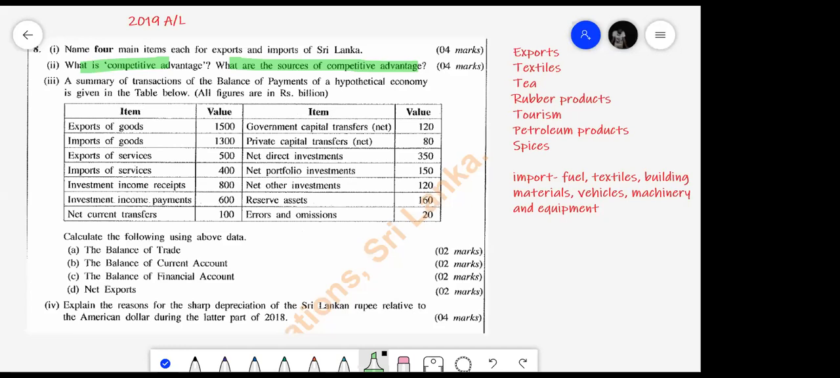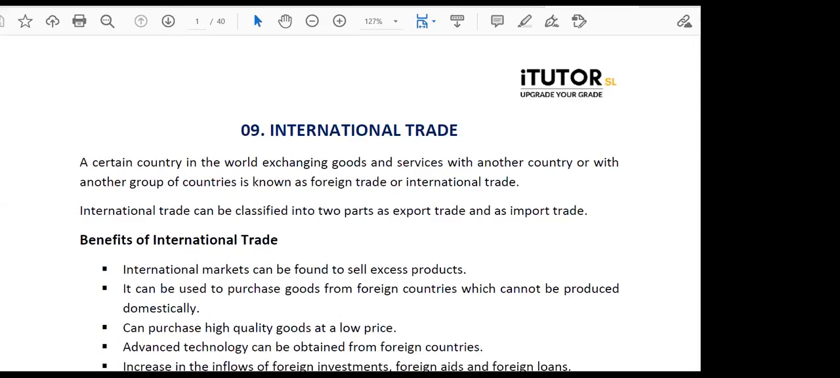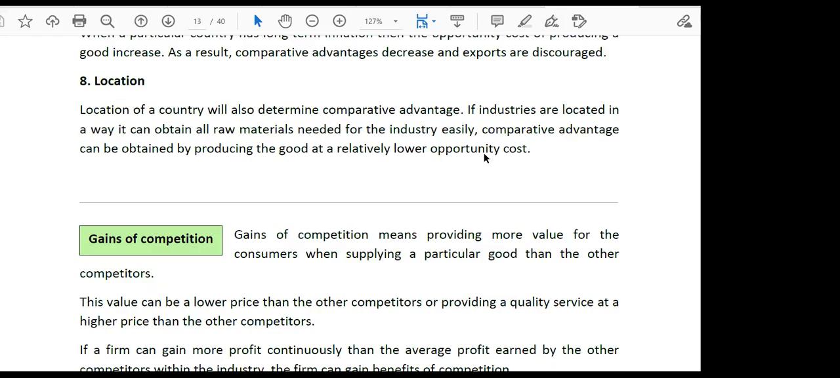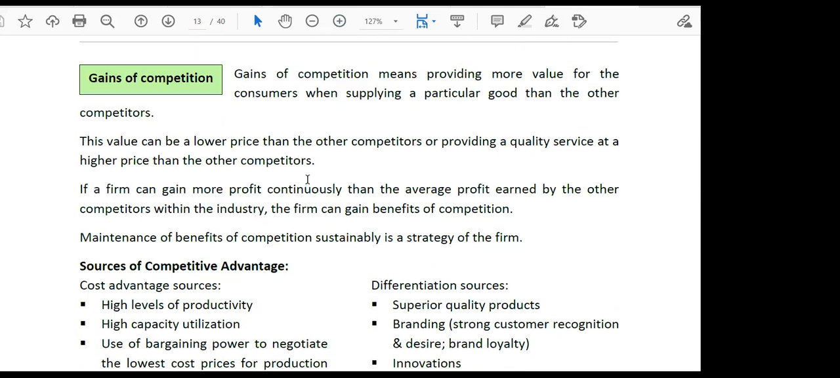Yes, low prices, high quality. Where is my cue? Competitive and absolute, no, not the same. Okay, hold on. I should have it somewhere in my queue. Okay, here.